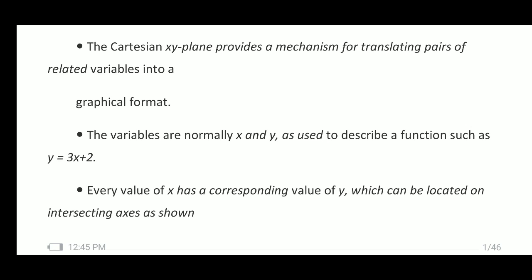It is used to describe functions such as y is equal to 3x plus 2. So if I want to denote this on the graph, how can I do it? Every value of x has a corresponding value of y. So in a graph, if we have one value on the x axis, then somewhere on the y axis there will also be one value with which they can connect. That is called the similarity between two coordinates when they are visible on the graph. Every value of x has a corresponding value of y, which can be located on the intersecting axis as shown.